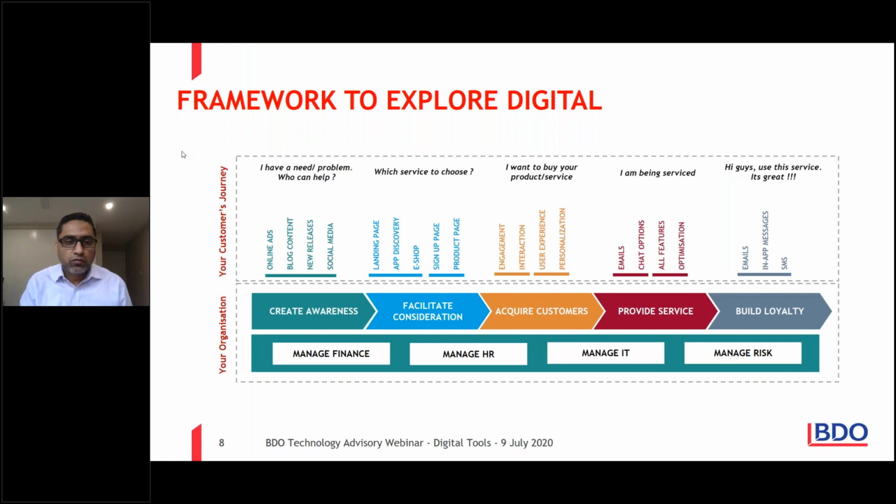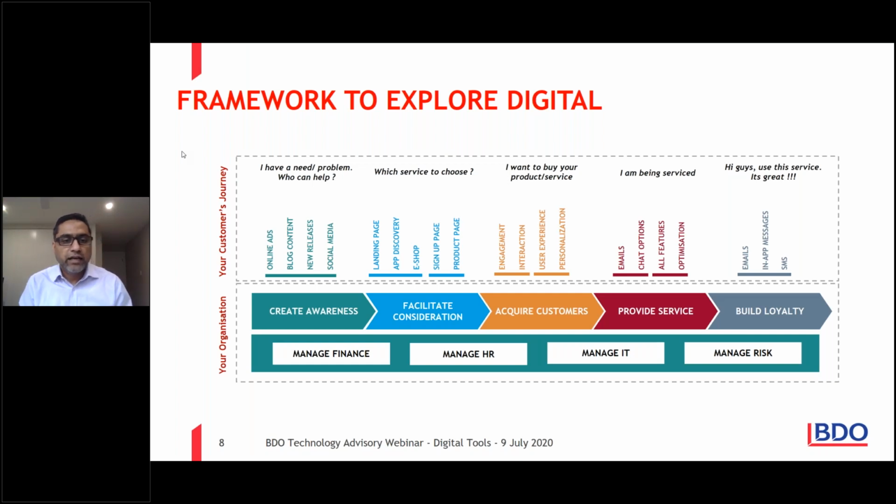So every business, whether we are not-for-profit or we are a for-profit organization, we always start from creating awareness as to who we are. And that's where online ads, blogs, news releases, social media, all of those capabilities come in creating that awareness for you. Once the awareness has been created, it gets down to getting your clients or customers to choose what your services are. And that's where it gets down to facilitating the consideration for your services.